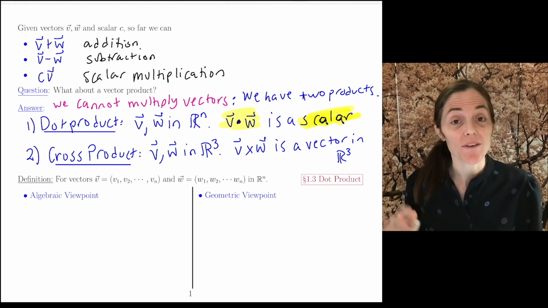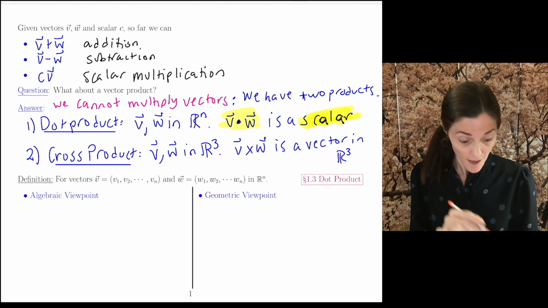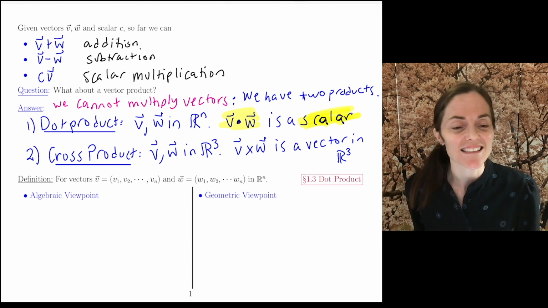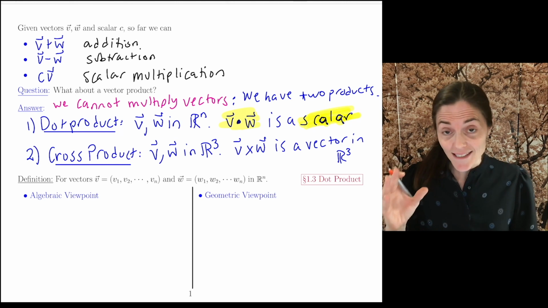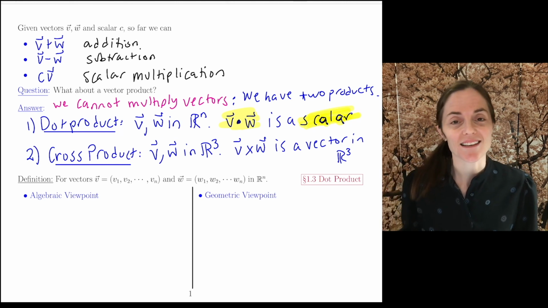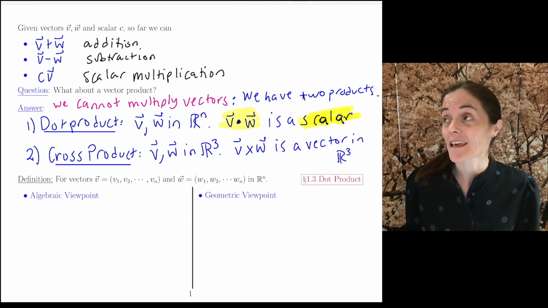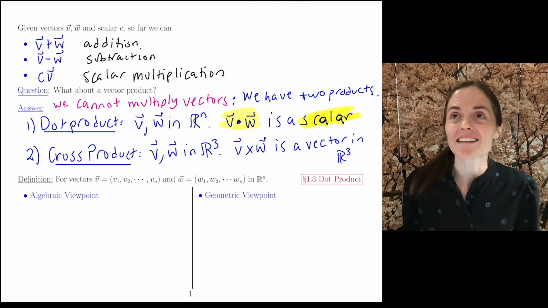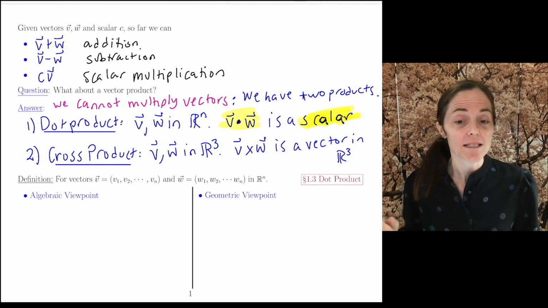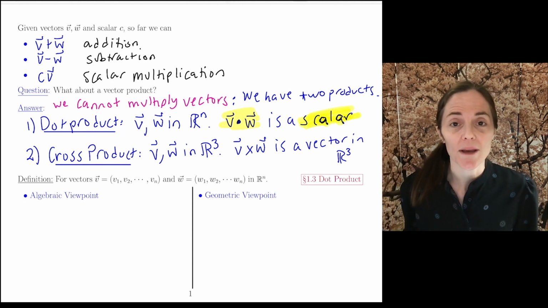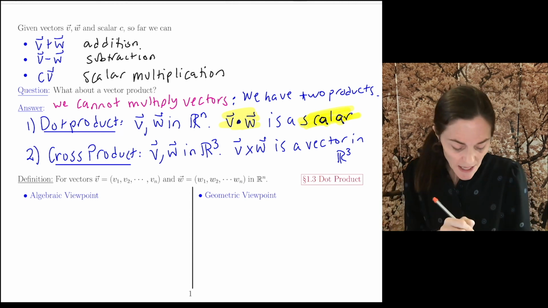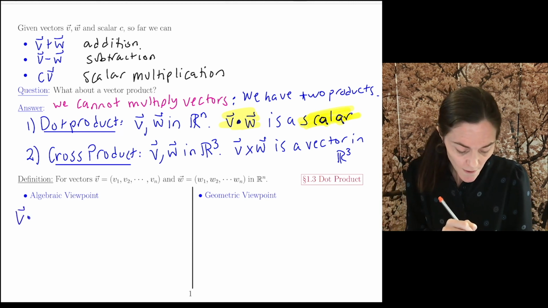Now, let's move into the definition of the dot product, and then we will do some examples and say some other things. In vectors, there's always two viewpoints. There's an algebraic viewpoint that's thinking about vectors really in standard position, thinking about components and working with components. Then there's a geometric viewpoint, and that's thinking about arrows and angles and lengths. So let me tell you the dot product in each one of these.